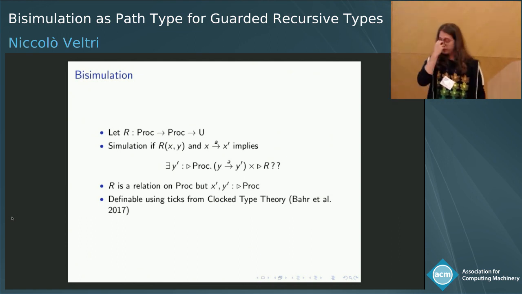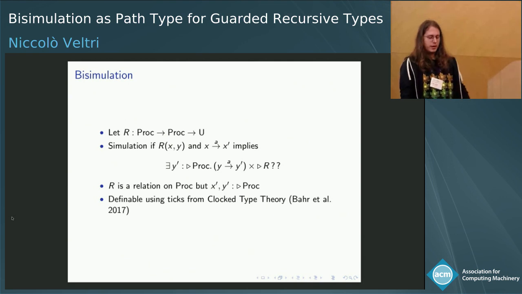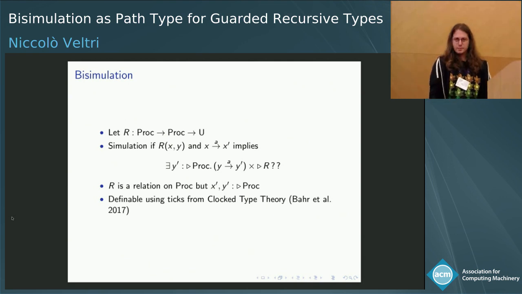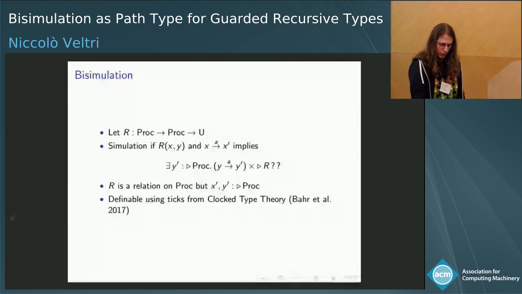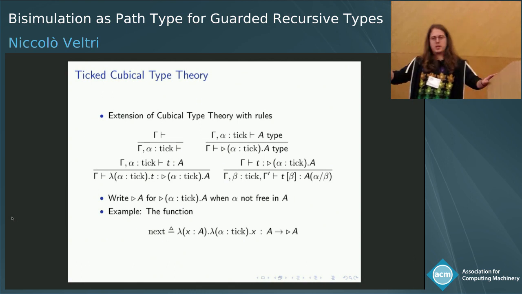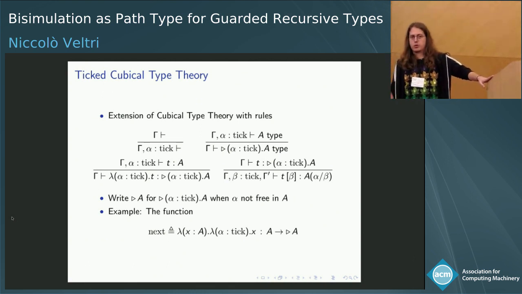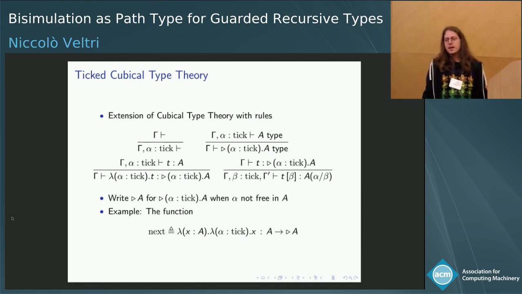So in order to solve this, we have to import some technology from a type theory called clock type theory, in which they use a tool called ticks. So this is our type theory: you take a cubical type theory and you extend it with the notion of ticks and rules for this tick. A tick is evidence that time has passed. That's how you have to consider this.